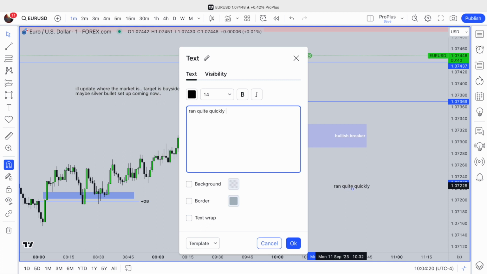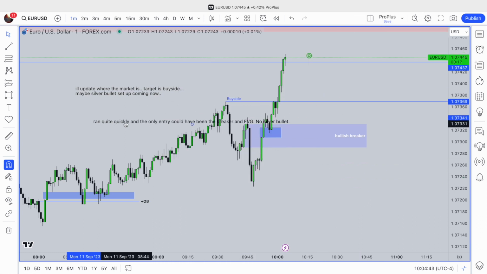Try not to overcomplicate what ICT teaches. Keep it really simple for yourself. Find what suits you. For me, it's the breakers, fair value gaps, silver bullets. If you like OTEs, order blocks, etc., stick to that. If you see someone else trading something that you don't really trade, don't even follow what they do. Stick to what you like. Everyone has different things.